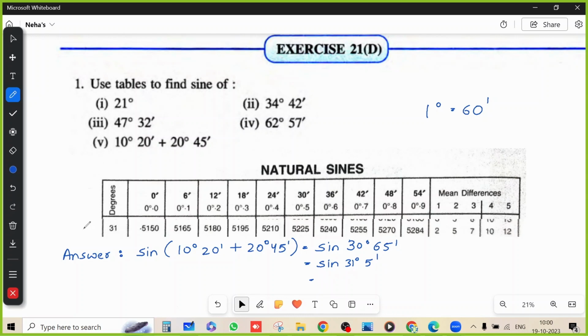Now we will find the value of sine 31 degree 5 minute using the row 31 degrees here. So we can see the 5 minute column is not there. We will use the value of sine 31 degree and the difference, that is 5 minutes here. So this will be equal to sine 31 degrees plus 5 minutes, and the values can be written as 0.5150 plus 0.0012, and the sum will give us 0.5162 as the answer.